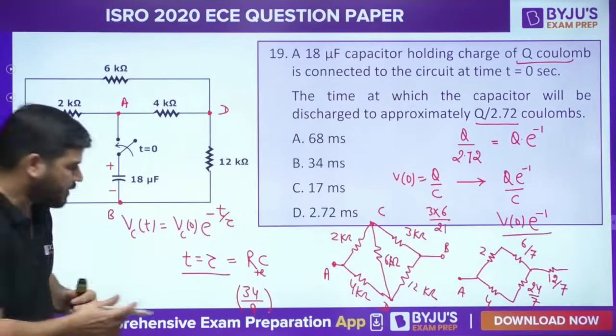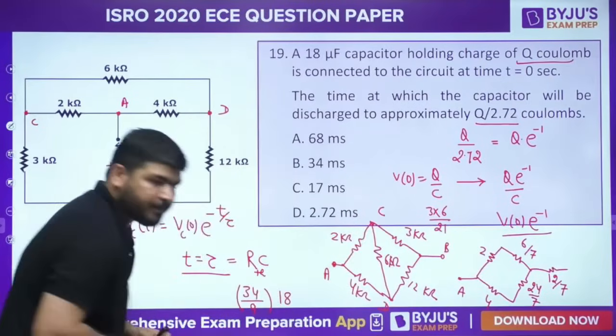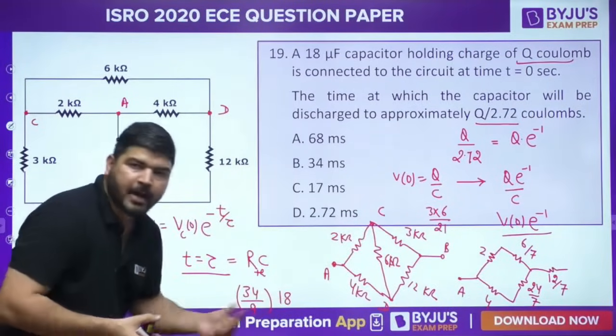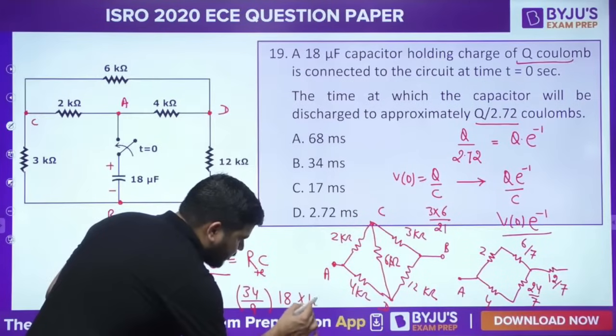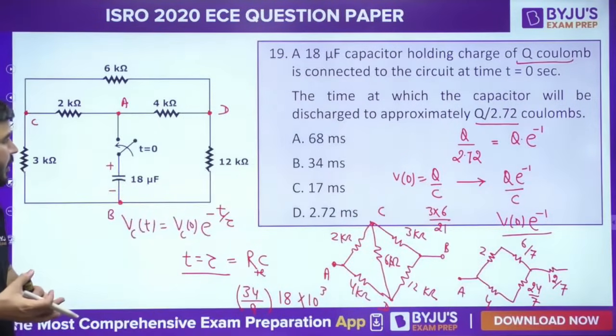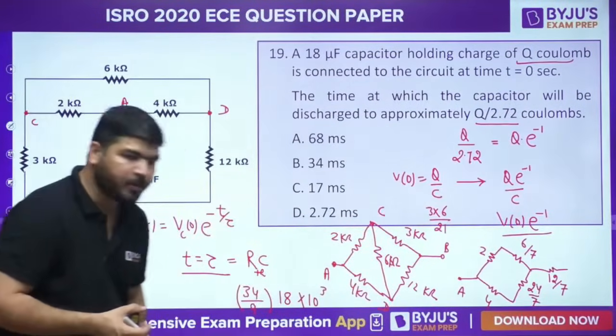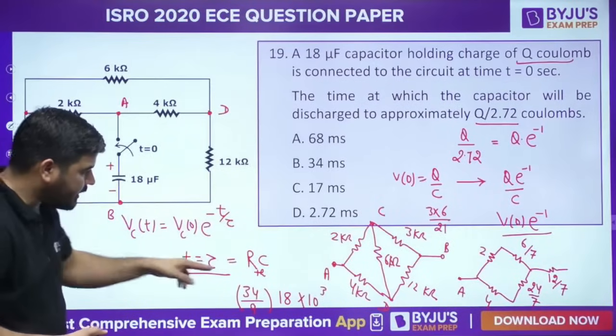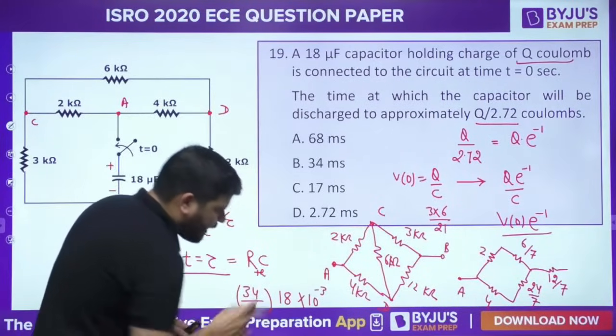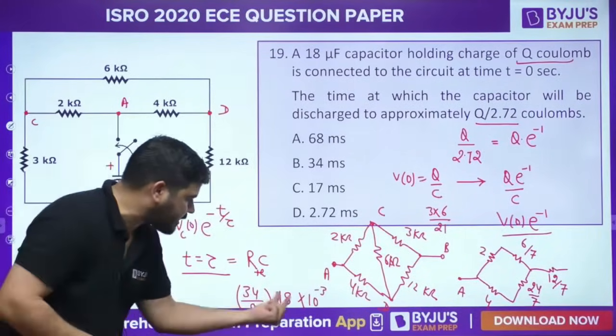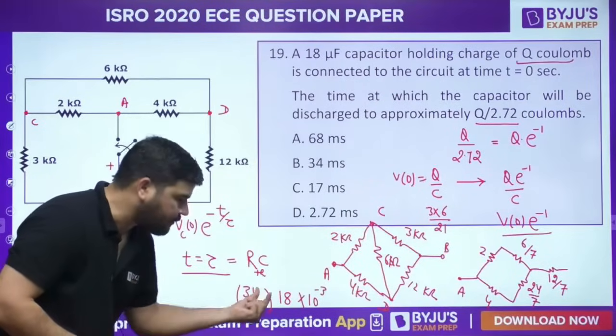Multiply by C. C is 18 microfarad. Since it is kilo ohm and microfarad, you will have 10 raised to power 3. I hope it is clear. RTH into C, 10 raised to power minus 3. Why 10 raised to power minus 3? Because 10 raised to power minus 6 for C and 10 raised to power 3 for R.